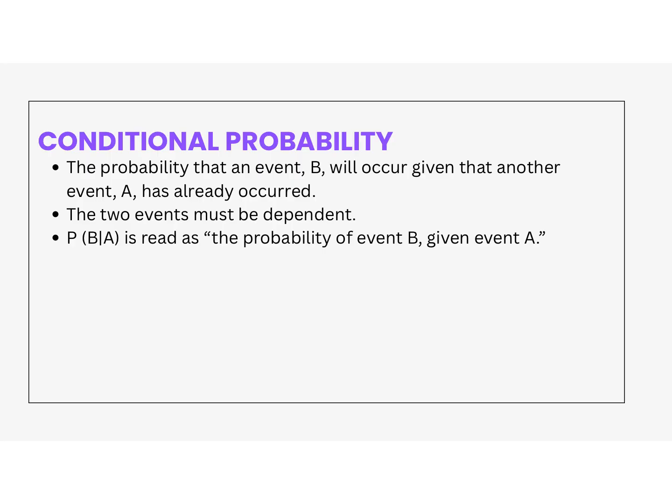So, conditional probability is just the probability that an event B will occur given that another event A has already happened. So, the two events must be dependent for conditional probability to be in play. You would see it written like this. So, we read that as the probability of event B given event A.